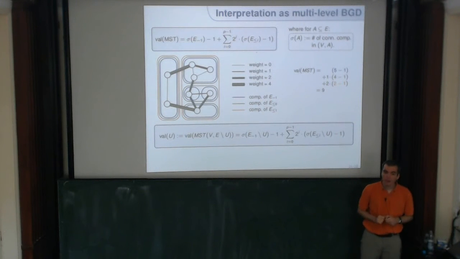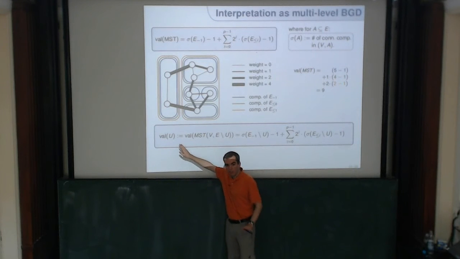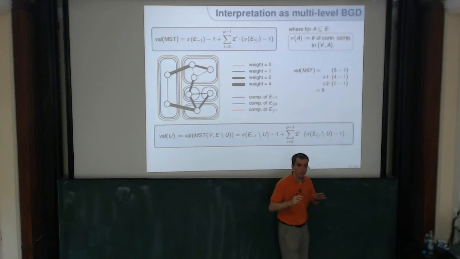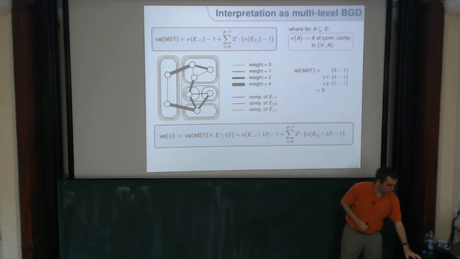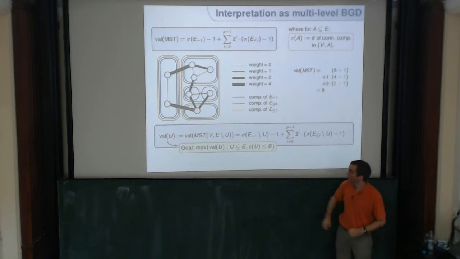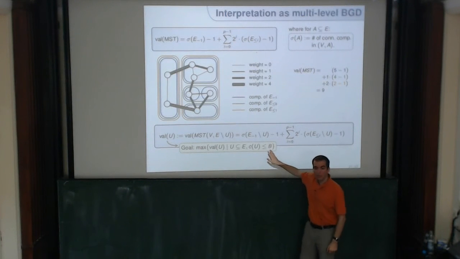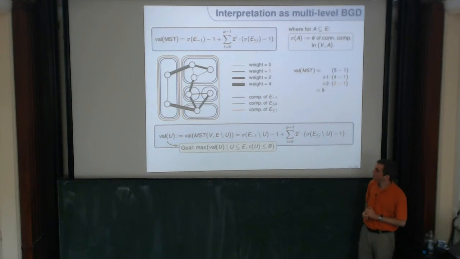To simplify notation a little bit, for any subset of the edges U, the value of U is simply the value of an MST after you remove U from the graph. So can I rephrase my goal? My goal is I want to maximize the value of U for a subset of the edges that is within the budget. That's the problem I want to solve. So value of U is the value of a minimum spanning tree after I remove the set U.